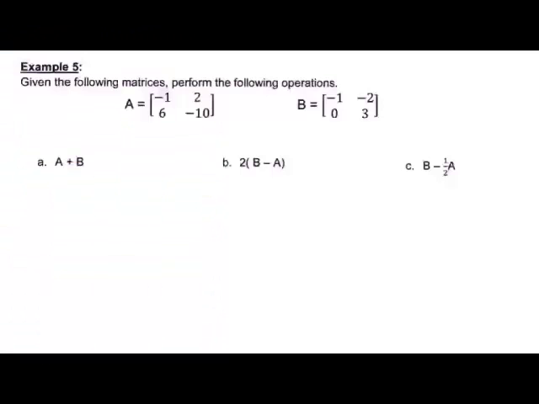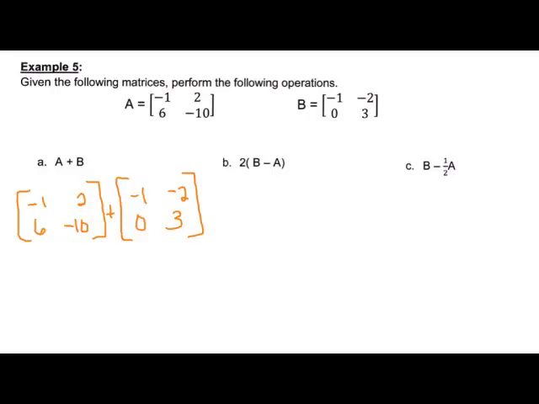And lastly, example 5 says, given the following matrices, perform the following operations. So notice for part A, you are taking A plus B. So matrix A and adding that to matrix B. So if we have -1, 2, 6, and -10, we're adding that to -1, -2, 0, and 3.